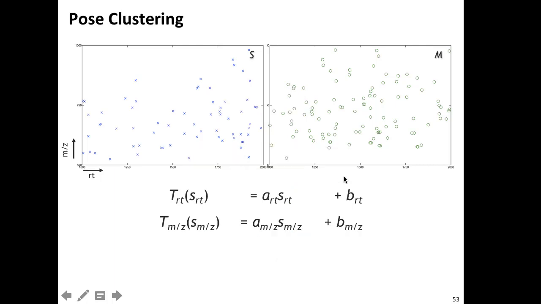A very simple, straightforward algorithm for doing that is called pose clustering. Notice we don't know which dot corresponds to which other dot. We have not identified them. All we have is the position. And pose clustering, in a way, tries to find parameters for this linear transformation.